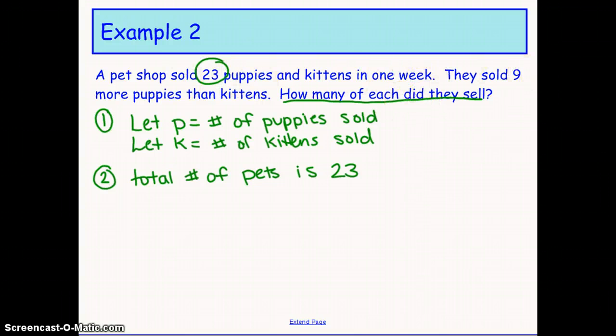Then we'll look in the second sentence, and it says they sold 9 more puppies than they did kittens. So that's another piece of information. So we can write down there were 9 more puppies than kittens. And this is another piece of information that we'll use separately from the fact that the total is 23 to write our second equation.